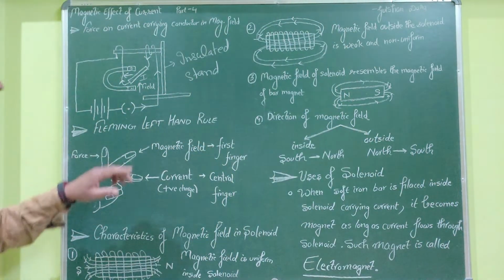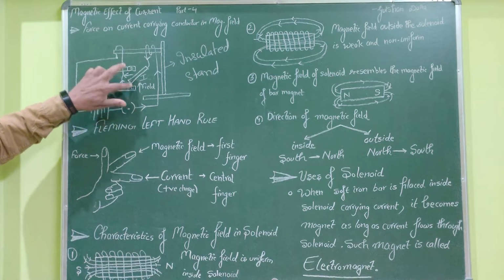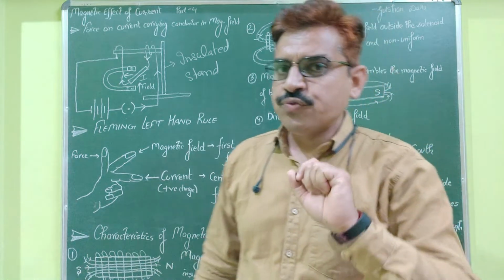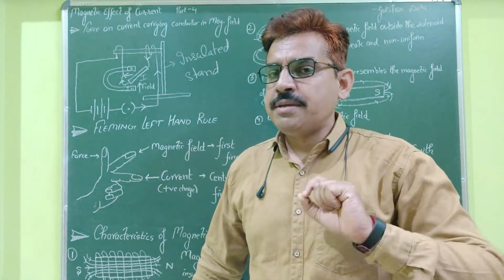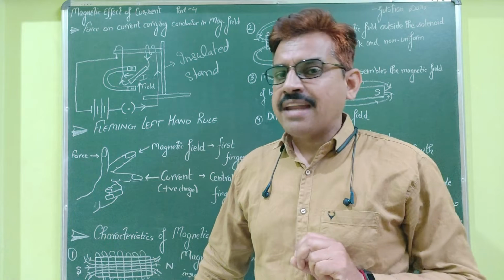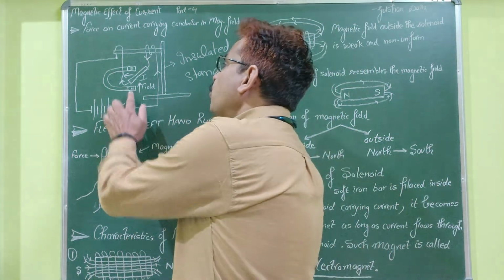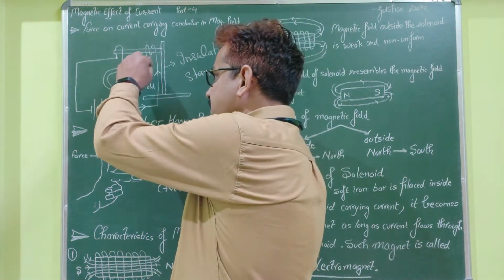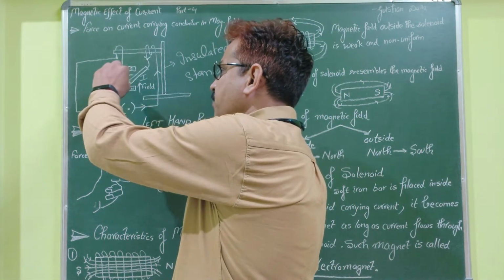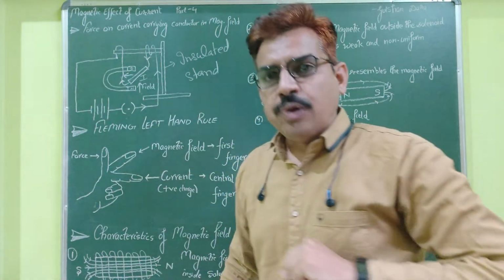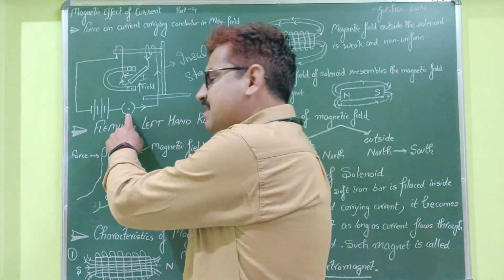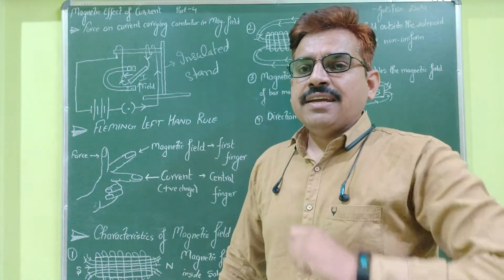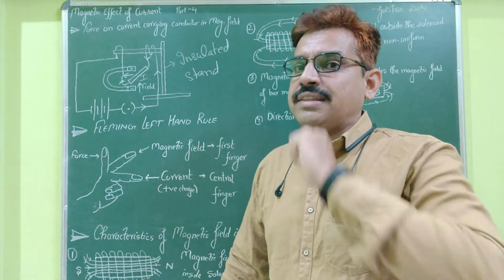So this is the current carrying conductor, and this is the north pole and this is the south pole. You know that the magnetic field lines move from north to south outside the magnets. So this is a horseshoe magnet, and the magnetic field is from north to south, that is in an upward direction. The conductor is first placed horizontally, and when the current passes through it by closing this key, the current carrying conductor gets deflected toward the left.